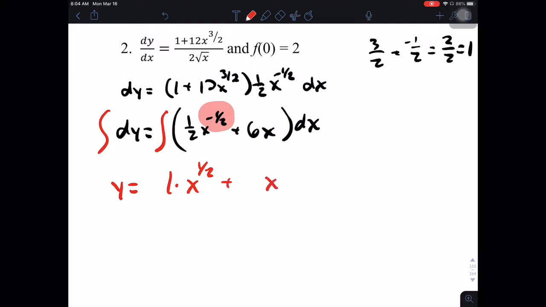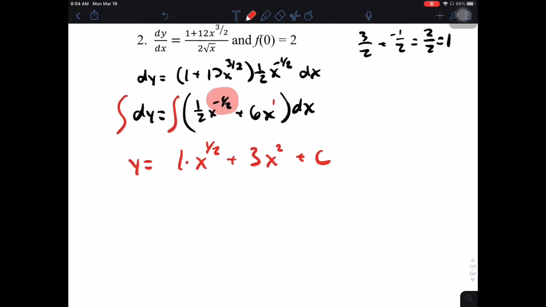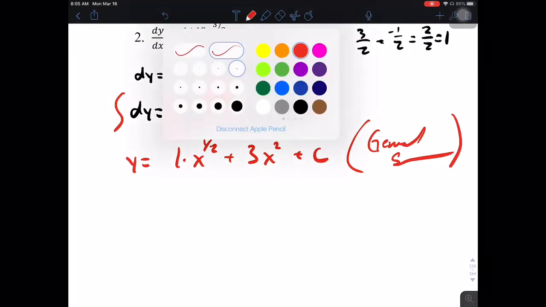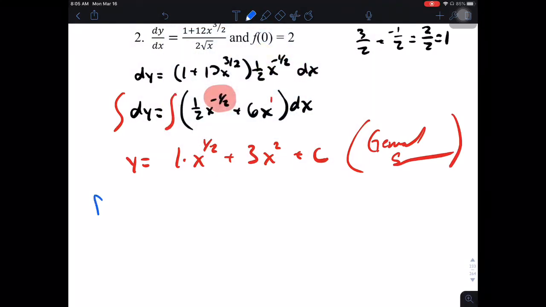Plus, add 1 to the exponent here. You're going to get x squared. Multiplied by the reciprocal, 1/2 times 6 is 3. And then you throw in your arbitrary constant. This is the general solution. To find a particular solution, you take the ordered pair that you were given.